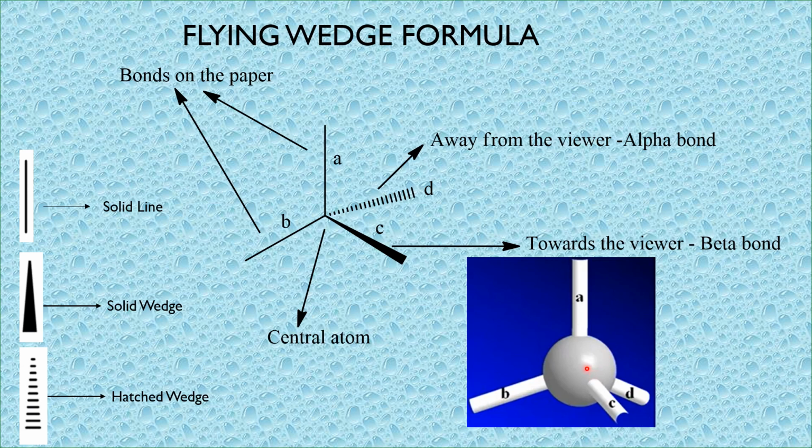Here we find a carbon having the bonds A, B. These two bonds A, B are on the same plane and they are represented with solid lines here. The bond D is going behind the plane, that is shown with the alpha bond, the hatched wedge. The group C, the bond C, is coming above the plane of the paper, and that is shown with the solid wedge or thick wedge.